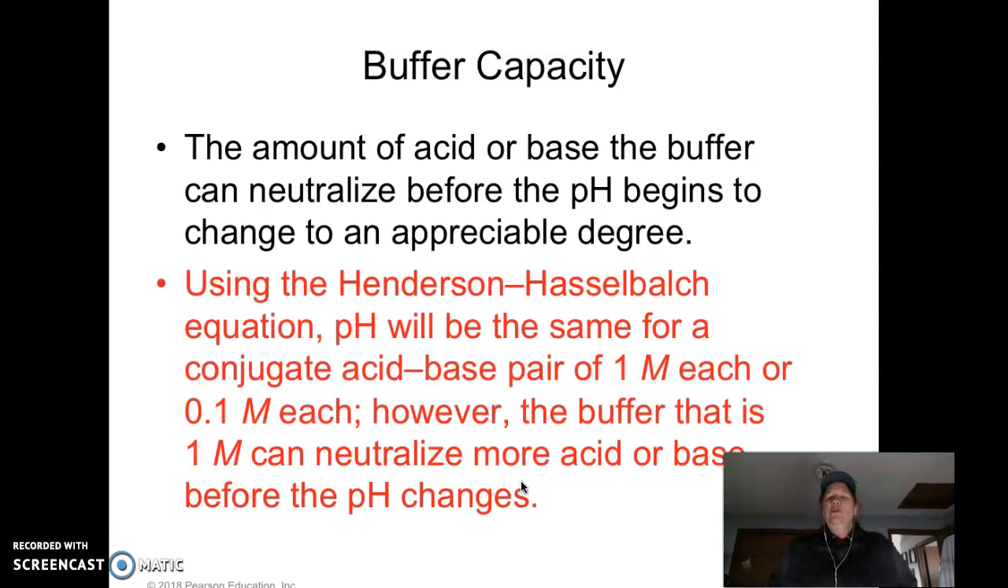If you use the Henderson-Hasselbalch equation, the one I just showed you, the pH will be the same for a conjugate acid-base pair of 1 molar each as for 0.1 molar each. But the 1 molar buffer will neutralize much more. So the stronger your buffer is, the more it can absorb before the pH changes. If your buffer is just 0.1 molar, it's going to change a lot faster than if your buffer is 1 molar. That's a big change.